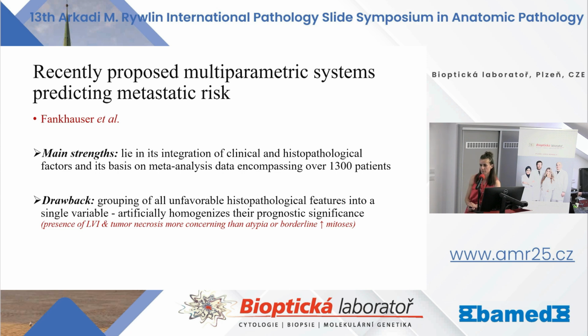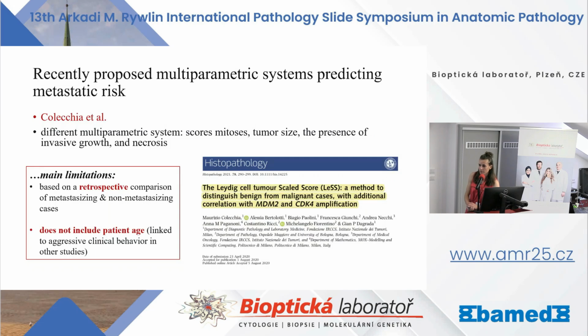For example, if the tumor presents with extensive lymphovascular invasion and tumor necrosis, for example, as we saw in our case, this is more concerning feature than, for example, if the tumor has borderline atypia or slightly increased mitotic activity. For example, if there are 4 mitoses per 10 high power fields, it's not so concerning as extensive lymphovascular invasion. So there were other attempts for these multiparametric systems, and the other system was proposed by Maurizio Colecchia and colleagues, and they approached it differently.